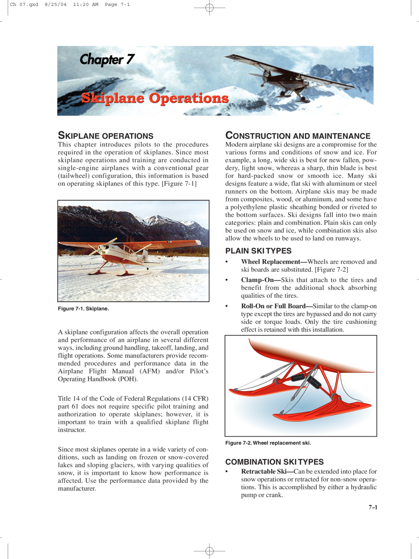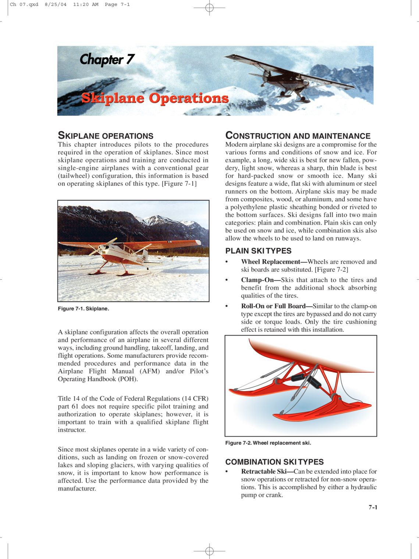Construction and maintenance. Modern airplane ski designs are a compromise for the various forms and conditions of snow and ice. For example, a long, wide ski is best for new fallen, powdery, light snow, whereas a sharp, thin blade is best for hard-packed snow or smooth ice. Many ski designs feature a wide, flat ski with aluminum or steel runners on the bottom. Airplane skis may be made from composites, wood, or aluminum, and some have a polyethylene plastic sheeting bonded or riveted to the bottom surfaces. Ski designs fall into two main categories: plain and combination.